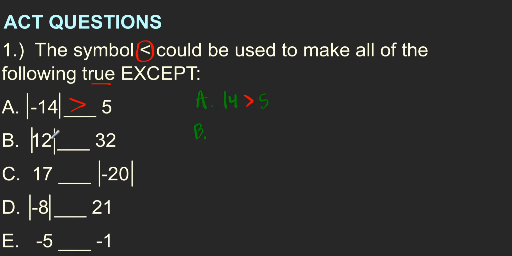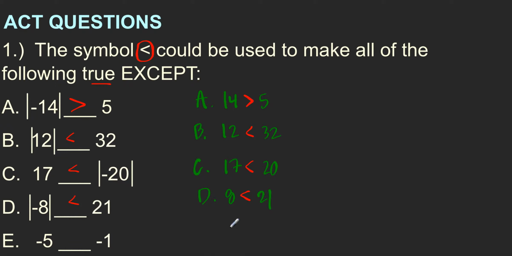On answer choice B, we're comparing the absolute value of 12, which is 12, to 32. And 12 is smaller than 32, so 12 is less than 32. In answer choice C, we're comparing 17 to the absolute value of negative 20, which is positive 20. And 17 is definitely less than 20, so that holds true as well. Answer choice D, we're comparing the absolute value of negative 8, which is positive 8, to 21. And 8 is definitely less than 21, so it holds true again.